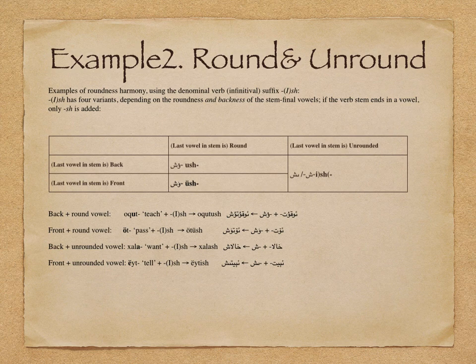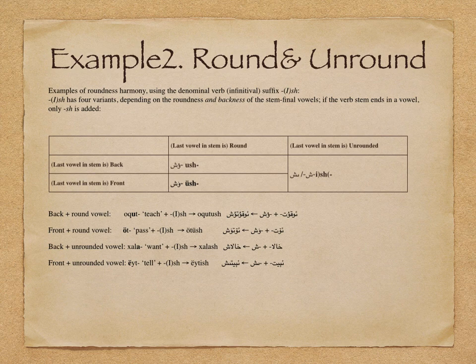We use ush. For example, okut is back and rounded, right? Your tongue is in the back, and your mouth shape is rounded. So the vowel is o, u, okut. Okut is teach. So okutush. So we added u, ush. So it's like an infinitive, like a verb noun, denominal verb.